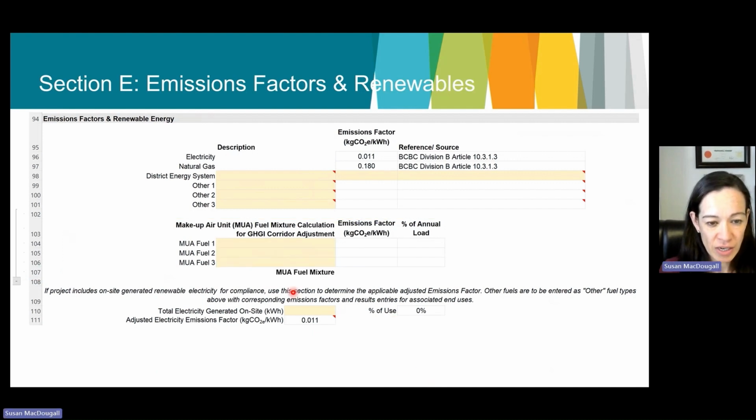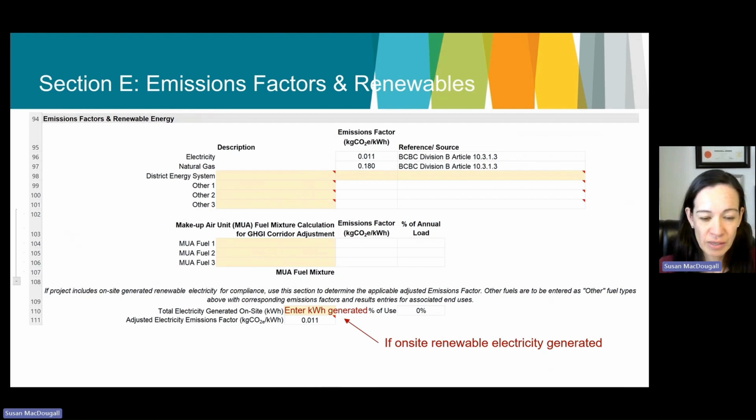Finally, this section here is for on-site generated renewable electricity. All you have to do is enter in the kilowatt hours generated into that yellow cell, and it will calculate an adjusted electricity emissions factor, which is based on the City of Vancouver energy modeling guidelines. There's a calculation in there that explains what the calculation is.